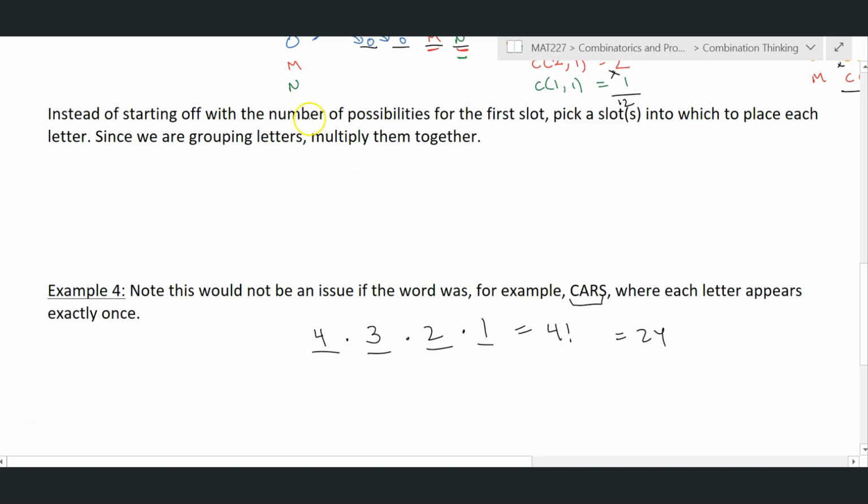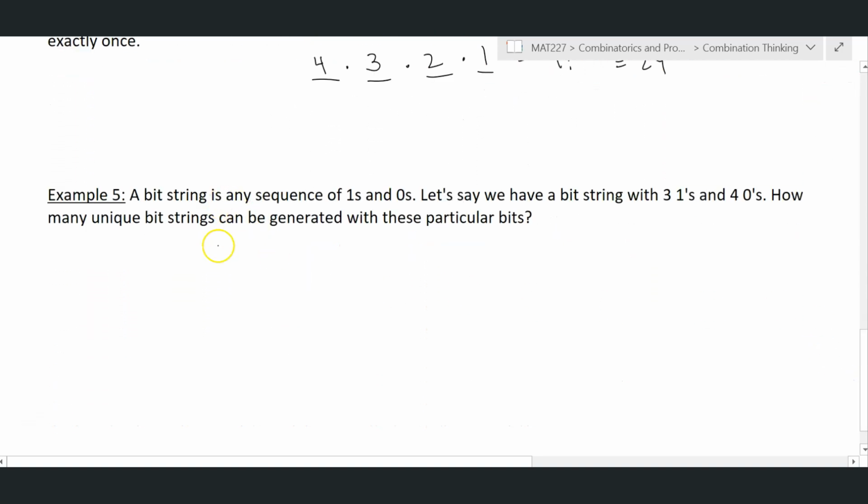Okay, so because a letter is repeated, you can see that we don't actually end up with 24. We end up with fewer because swapping the same letter doesn't produce a new word. Here's another example of where you see this commonly in bit strings, where you're dealing with 1s and 0s. You're dealing with binary. And let's just say that we have a bit string that has 3 1s and 4 0s. How many unique bit strings can be generated with these particular bits?